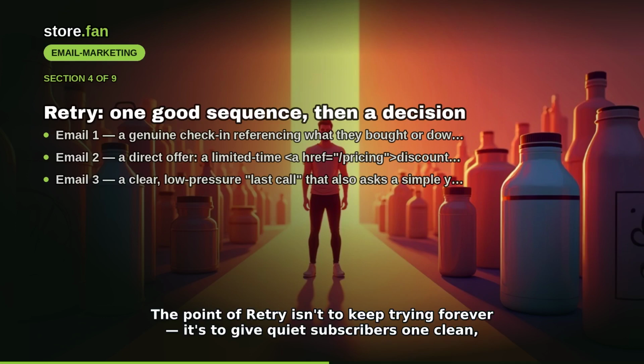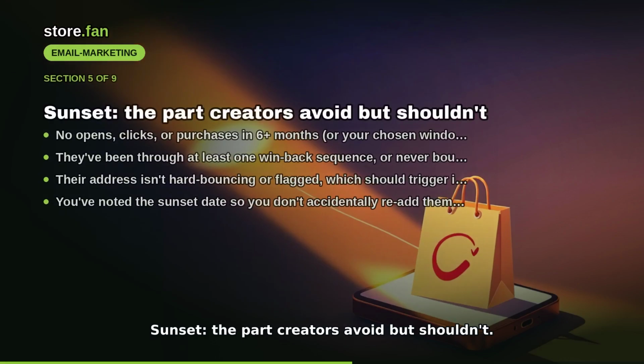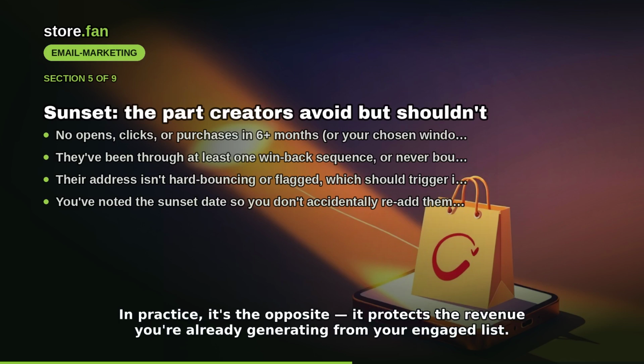It's to give quiet subscribers one clean, generous chance to re-engage before you stop spending sender reputation on them. Sunset. The part creators avoid but shouldn't. This is the tier people resist because it feels like giving up on potential revenue. In practice, it's the opposite. It protects the revenue you're already generating from your engaged list.